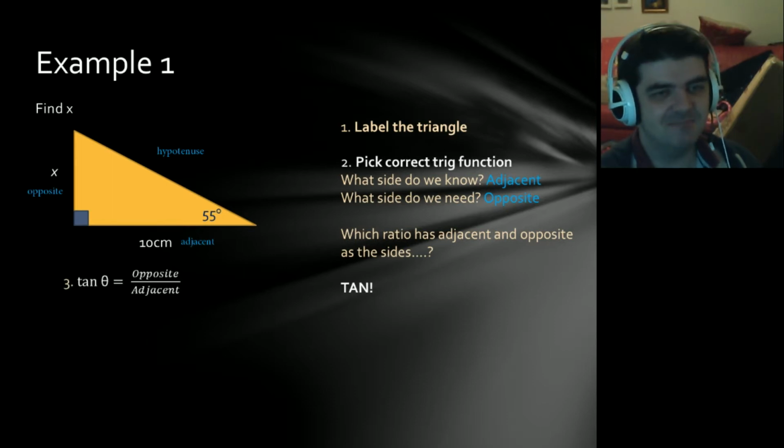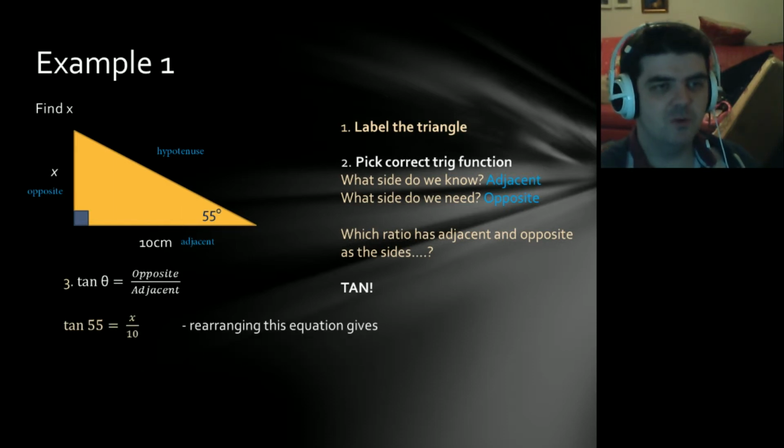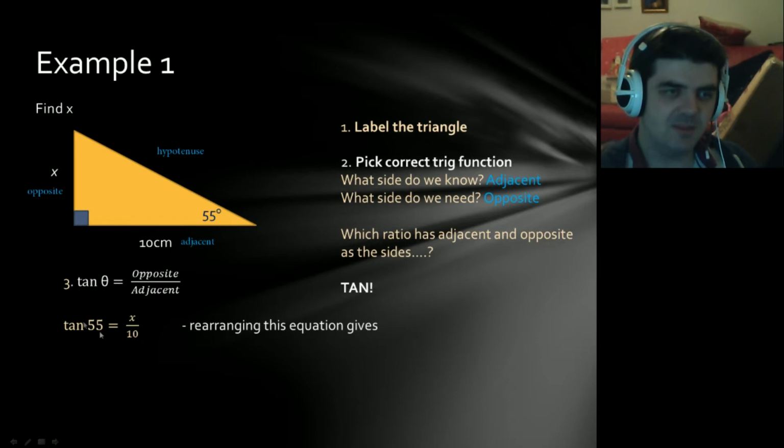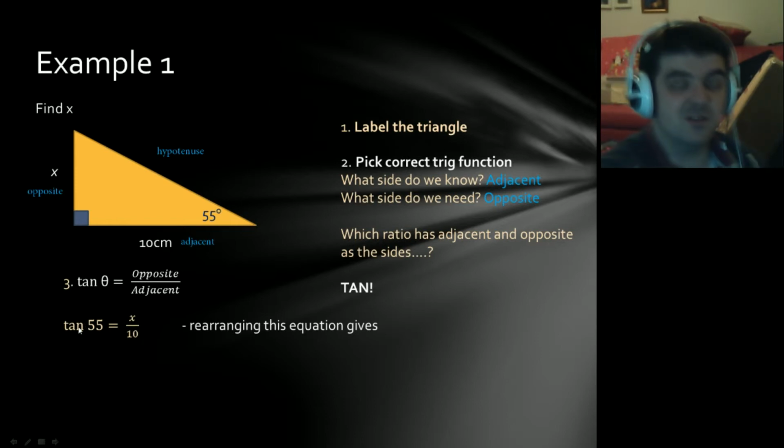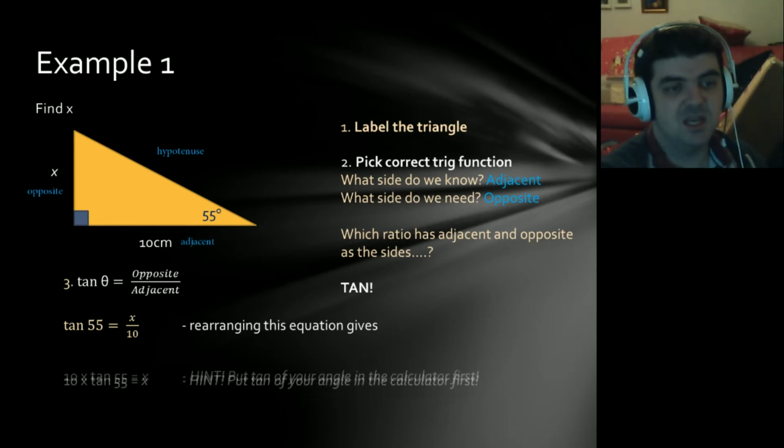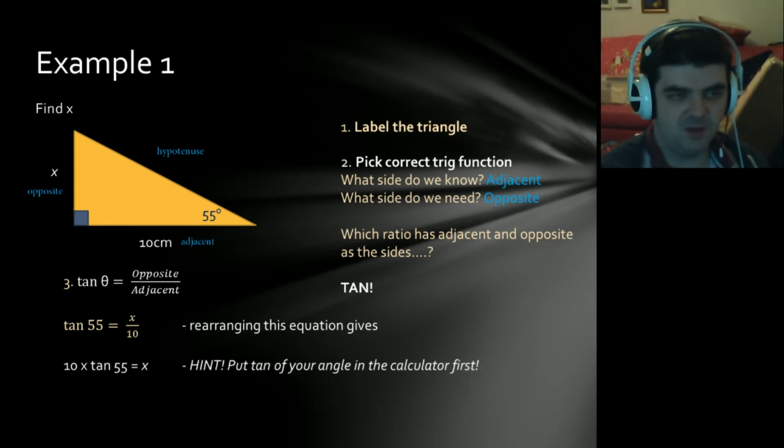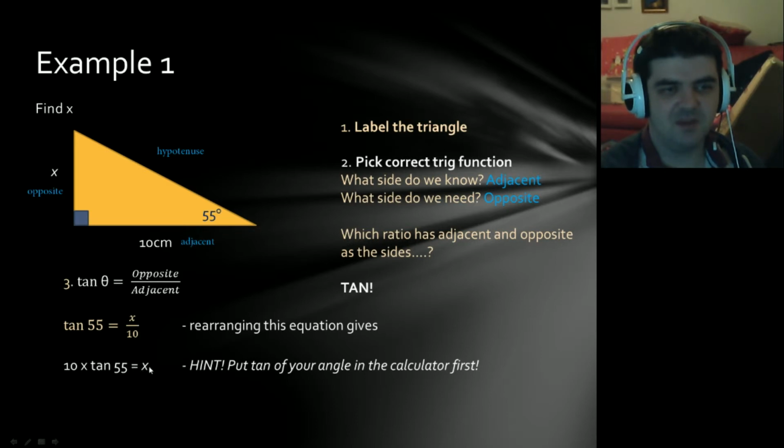So tan theta is equal to the opposite over adjacent from our SOHCAHTOA. So we'll plug in the values that we know. Tan theta, in this case 55, is equal to the opposite, which is x, over the adjacent, which is 10. And we're going to rearrange this equation. We're going to get x just on its own, so we're going to have to move the divided by 10 over to the other side. When it moves over to the other side, it does the opposite of what it was doing. The opposite of dividing by 10 is multiplying by 10. Now, you would have 10 times tan 55 equals x.